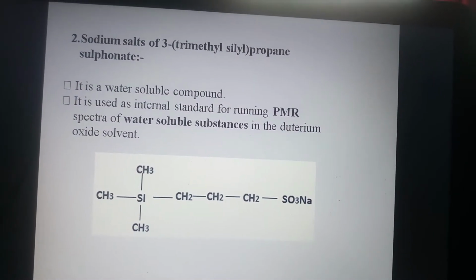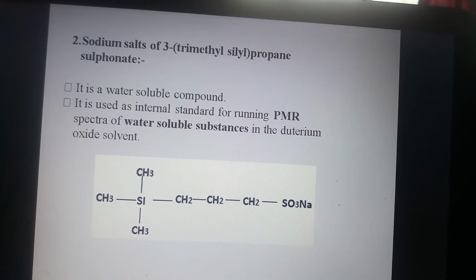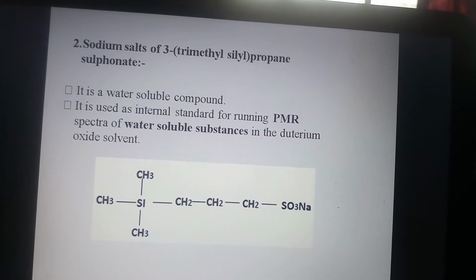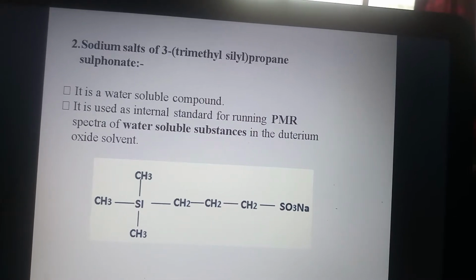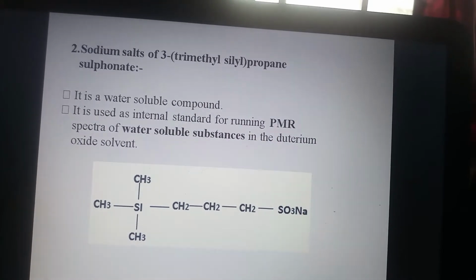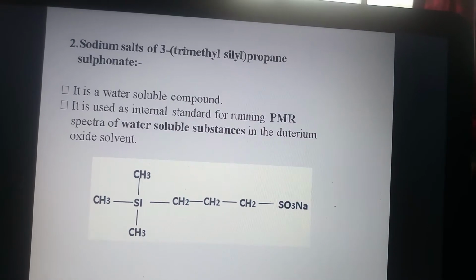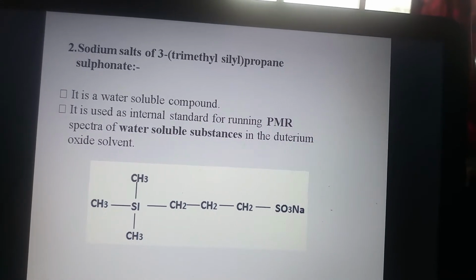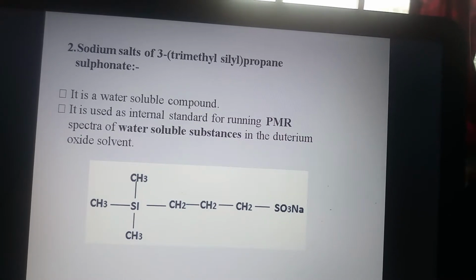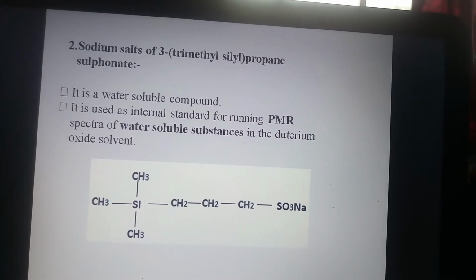Here is another compound, the sodium salt of 3-trimethylsilyl propane sulfonate. Sometimes it is used in the case of water soluble compounds. It is also used as an internal standard for running PMR spectra of water soluble substances in deuterium oxide solvent.